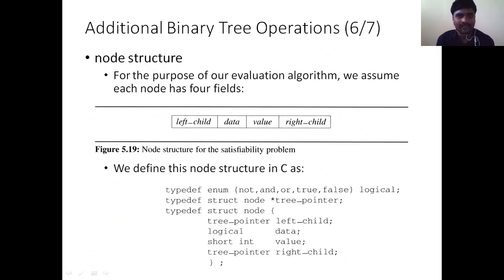Coming to the node structure, for the purpose of our evaluation algorithm, we assume each node has four fields. As we saw previously, there is the left child, data, value, and right child. We define this node structure in C: a tree pointer left child, a logical operator as the data, an integer value, and a tree pointer right child, as shown here.